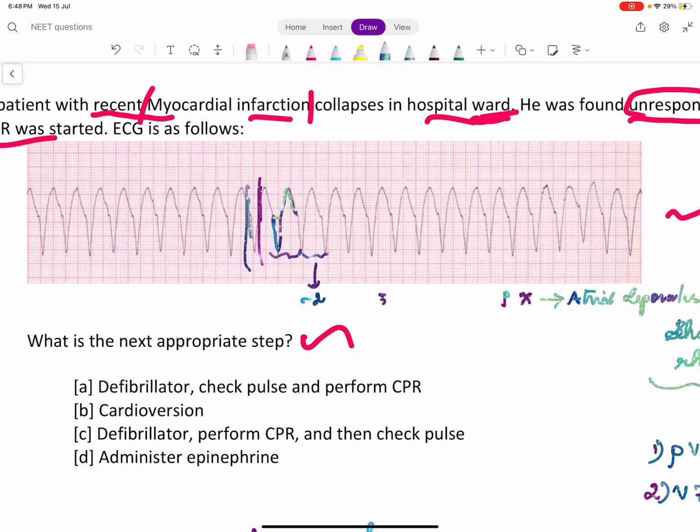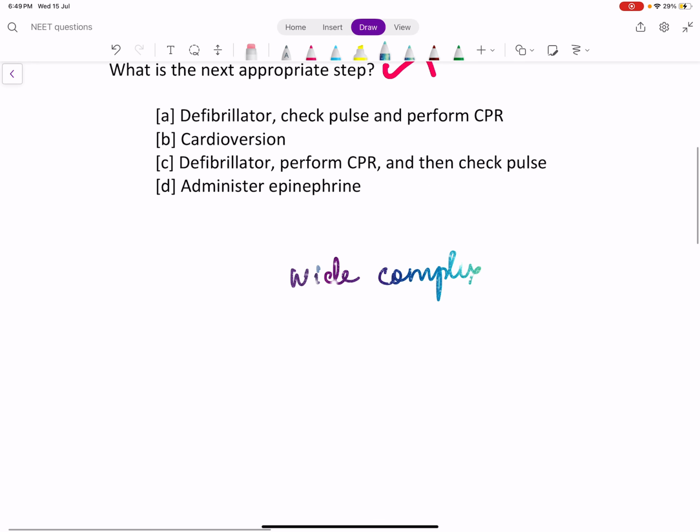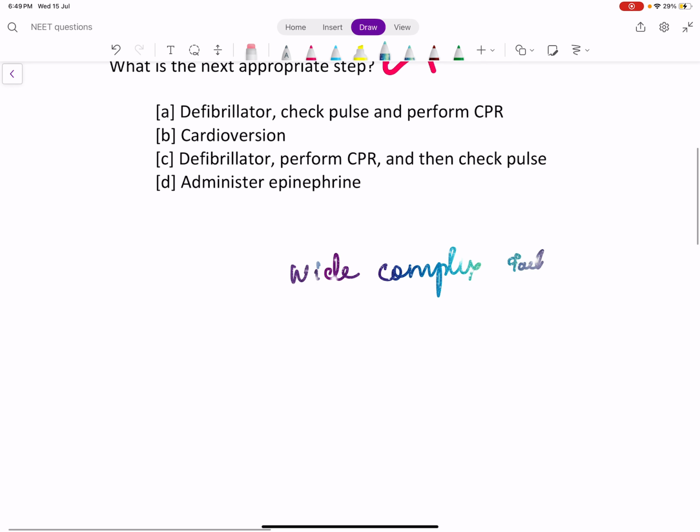The number of large squares between 2 R waves is around 1 or 2. So you know the formula. The heart rate is given by 300 divided by the number of big squares between 2 R waves. So around 2 means it comes to around 150. So this is actually a wide complex tachycardia. All wide complex rhythms originate from the ventricle. So this is probably a ventricular tachycardia.